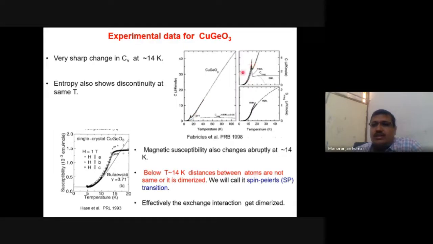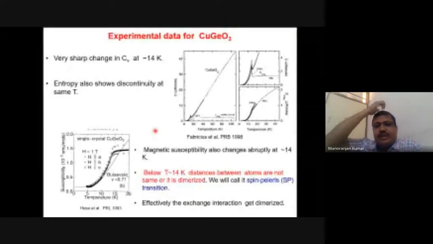You see that there is a sharp anomaly. It almost looks like a 2D behavior, but actually it's not 2D, it's something else. Sometimes it is also called a lambda transition, and the entropy also shows a discontinuity at the same temperature.